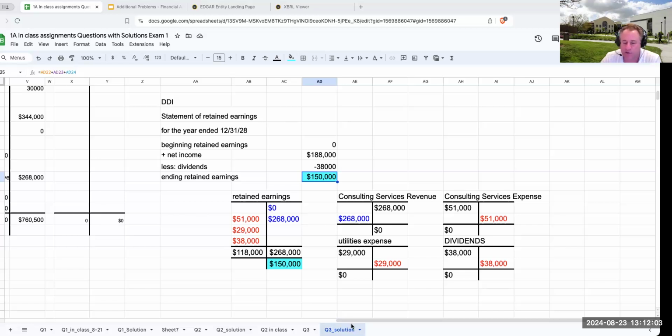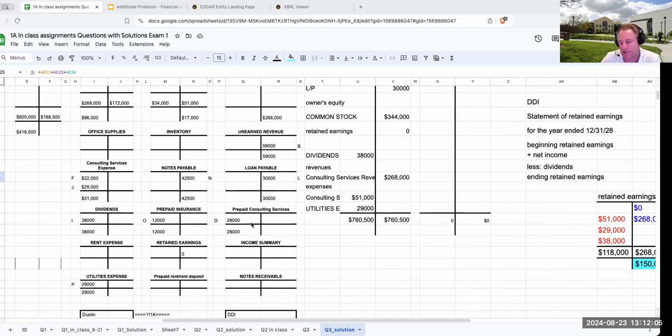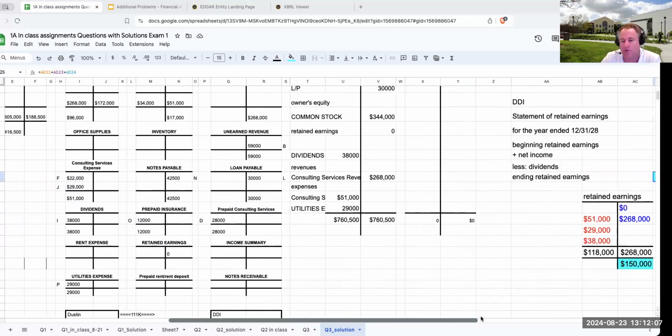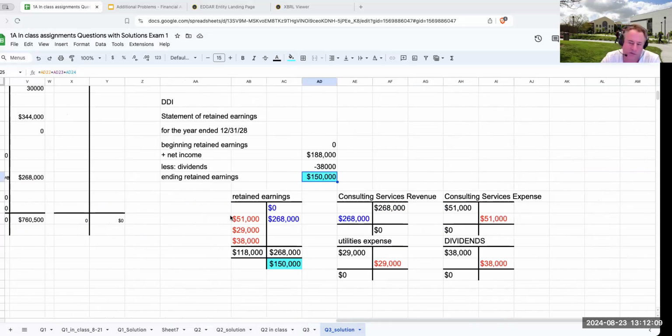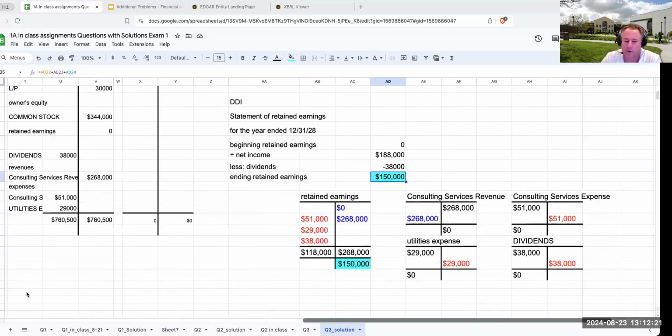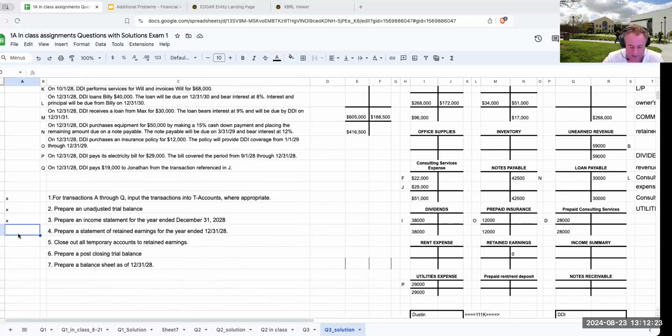A lot of students learn this by using something called income summary. No, you do not want to do that. Not in my class. We're just going to use T accounts, and that's how we're going to solve it. So we've got our statement of retained earnings. We've closed out the temporary accounts to retained earnings. And now let's go over here and see what we have left.